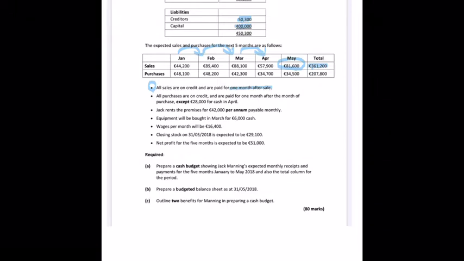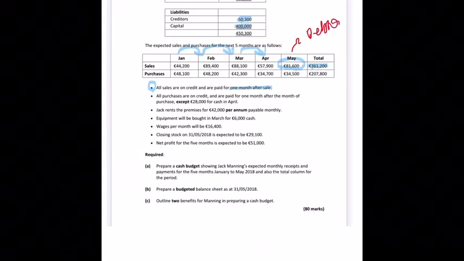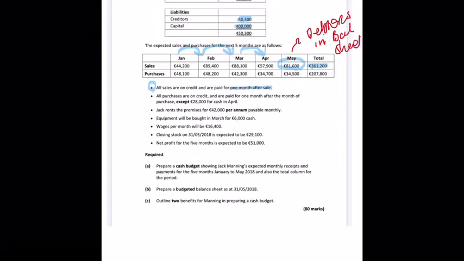So therefore that will be my debtors figure in the balance sheet. The last month will be my debtors figure in the balance sheet, because I won't be paying that until June, and we are asked to do a balance sheet at the end of May.